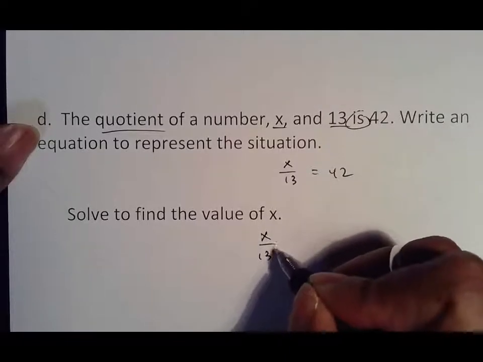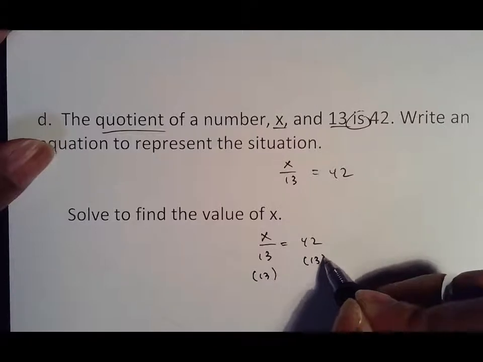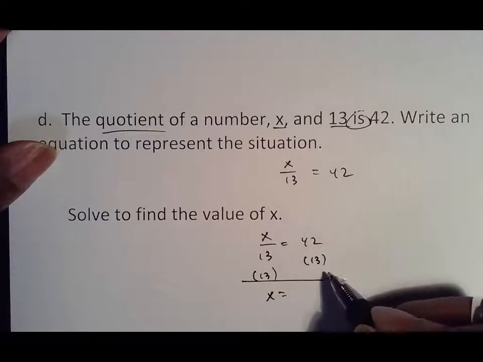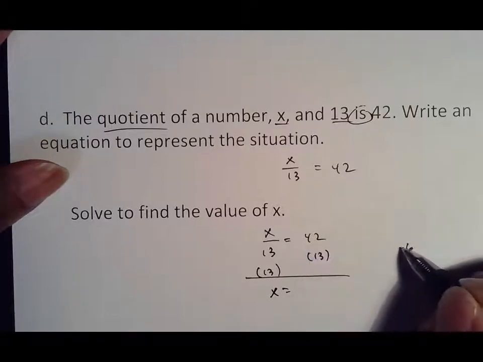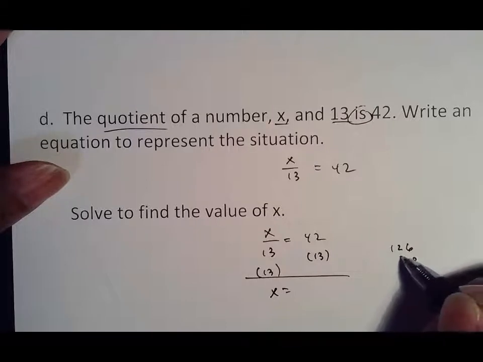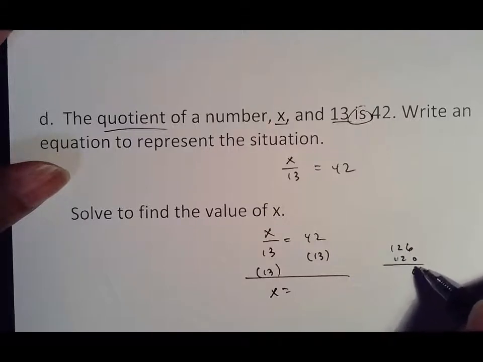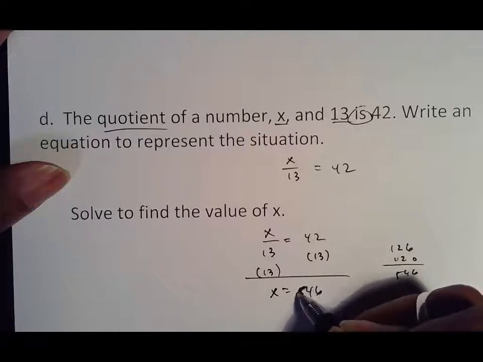Now it says solve. So if x over 13 equals 42, we need to multiply by 13. Well, check this out. We don't need to set it up. 3 times 2 is 6. 3 times 4 is 12. Put your 0. 1 times 2 is 2. 1 times 4 is 4. Add those up. Should be 546 if we did it right.